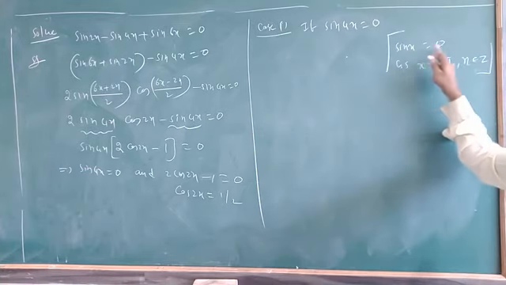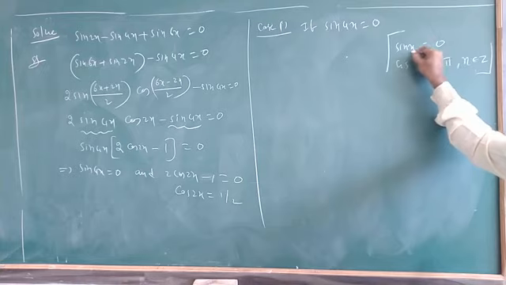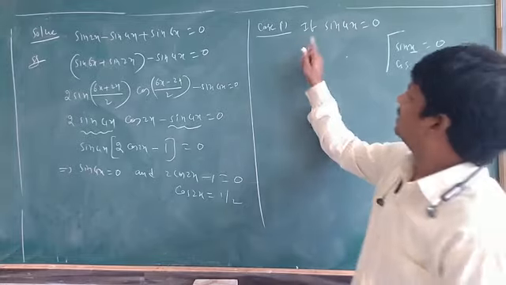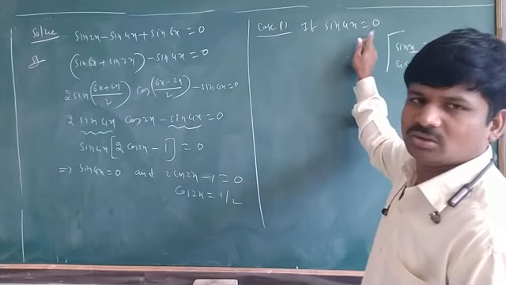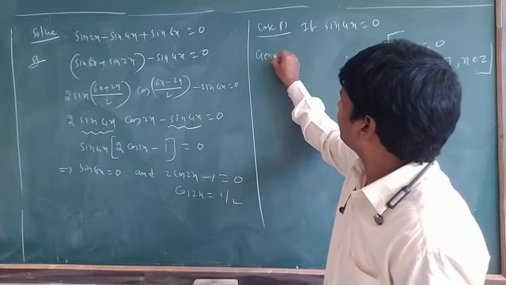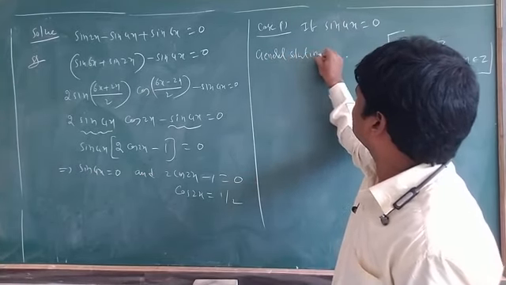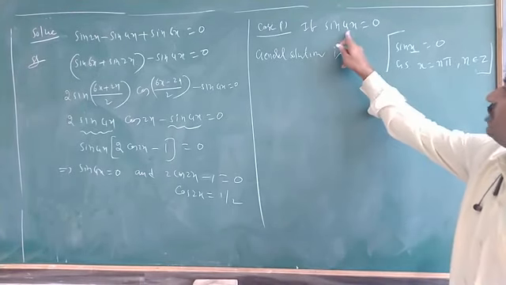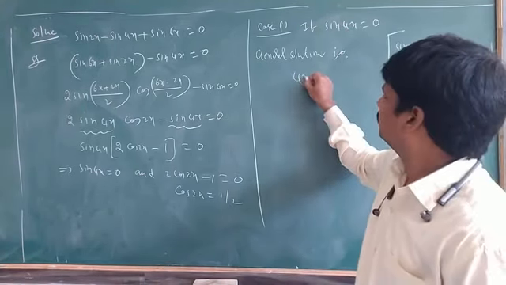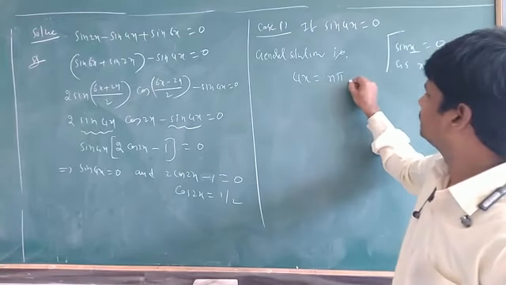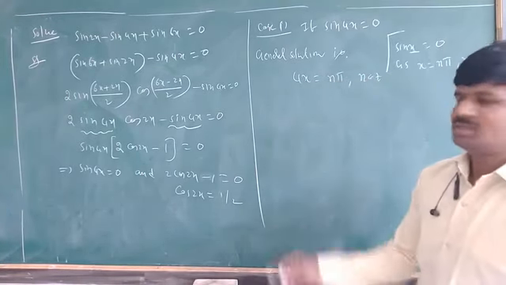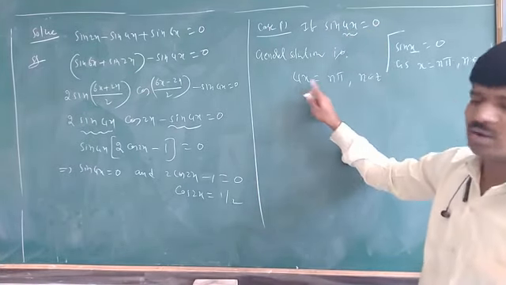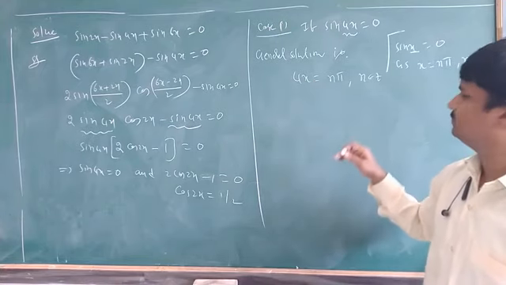If sin x is equal to 0, the general solution is x is equal to n pi. Same here. If sin 4x is equal to 0, what is the general solution? Here it is not x, 4x is there. So 4x is equal to n pi, where n belongs to Z.